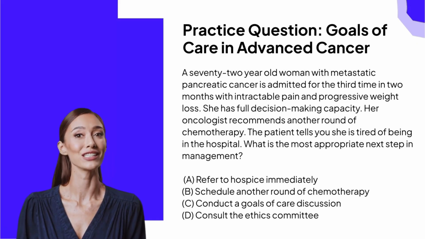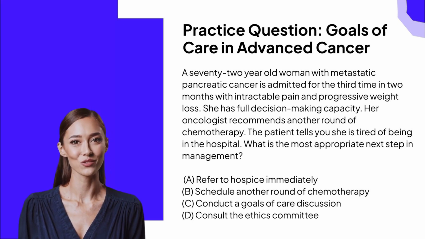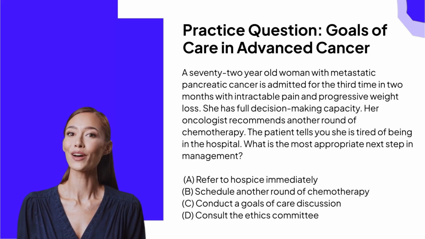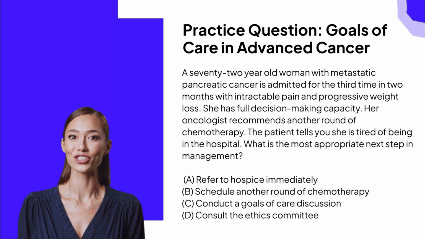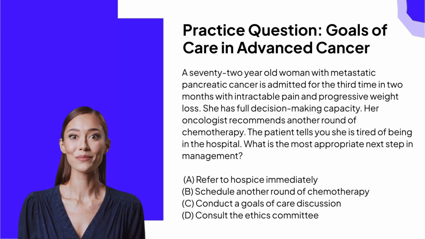Here is our first practice question. A 72-year-old woman with metastatic pancreatic cancer is admitted for the 3rd time in 2 months with intractable pain and progressive weight loss. She has full decision-making capacity. Her oncologist recommends another round of chemotherapy. The patient tells you she is tired of being in the hospital. What is the most appropriate next step in management?